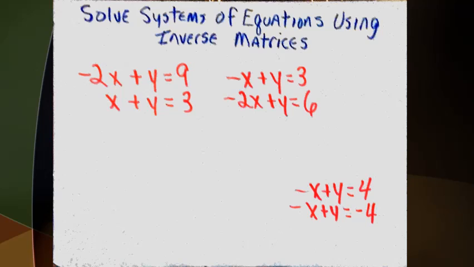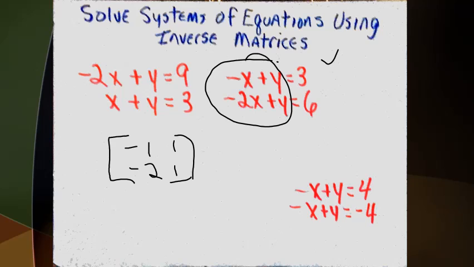All right, so now we've got this second system over here. Let's build our coefficient matrix. I've got minus 1 and 1, minus 2 and 1, getting these values from the coefficients there. And I'm going to set up my constant matrix, which is just 3 and 6. All right, pretty simple.